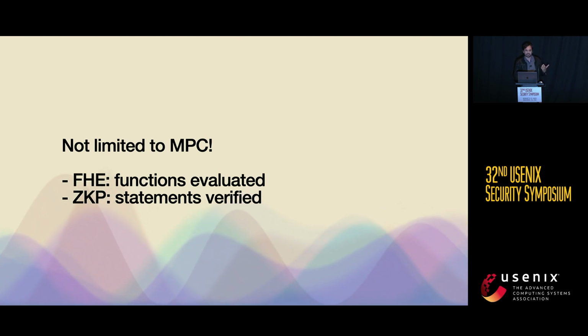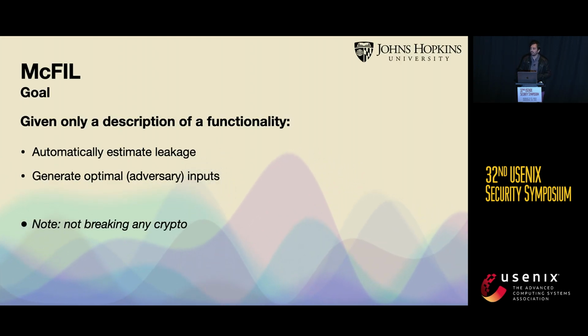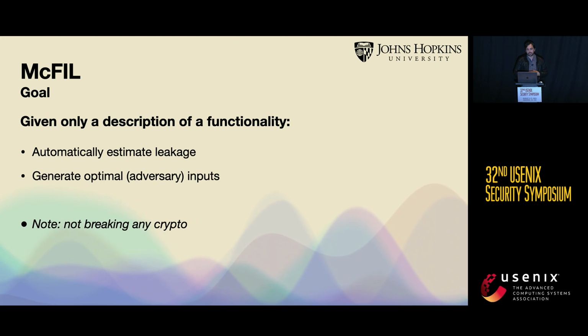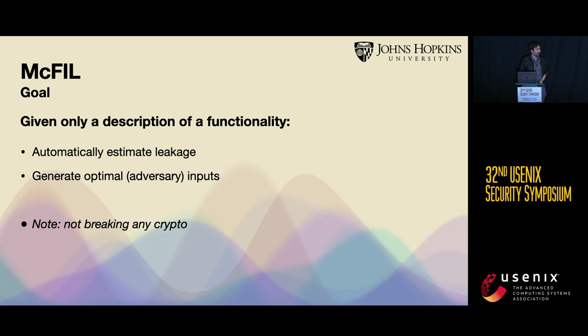The statement itself, even if the zero knowledge protocol is perfectly secure, naturally leaks some information: the truthiness of the statement itself. So what we wanted to do is, given only a description of the functionality, automatically estimate leakage. So try to use a tool to systematically evaluate leakage, and then even go a little bit further and automatically generate optimal inputs, or at least nearly optimal inputs to the protocol that could be used to formulate sort of a leakage-based attack.